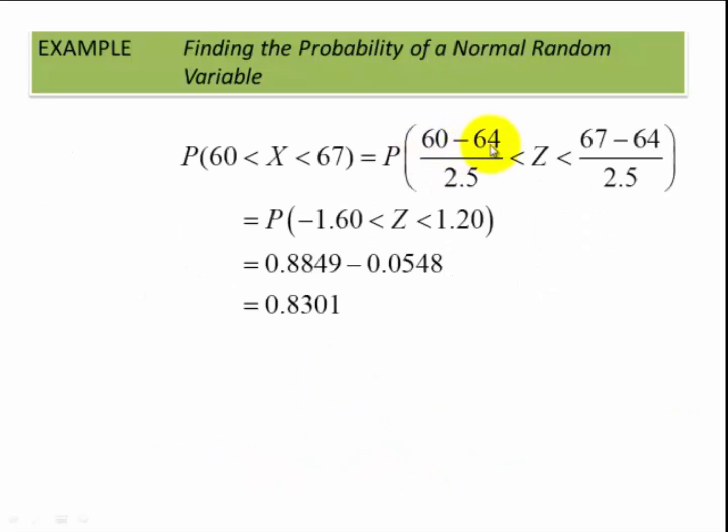So 60 minus 64 divided by 2.5 yields a z-score of negative 1.60. 67 minus 64 divided by 2.5 yields a z-score of 1.20. Now our next step is to look up the largest z, 1.20, in table 5 and write that probability down, 0.8849, and look up the area that corresponds to a z-score of 1.60, which yields 0.0548, and then we subtract these two, and our area is 0.8301.